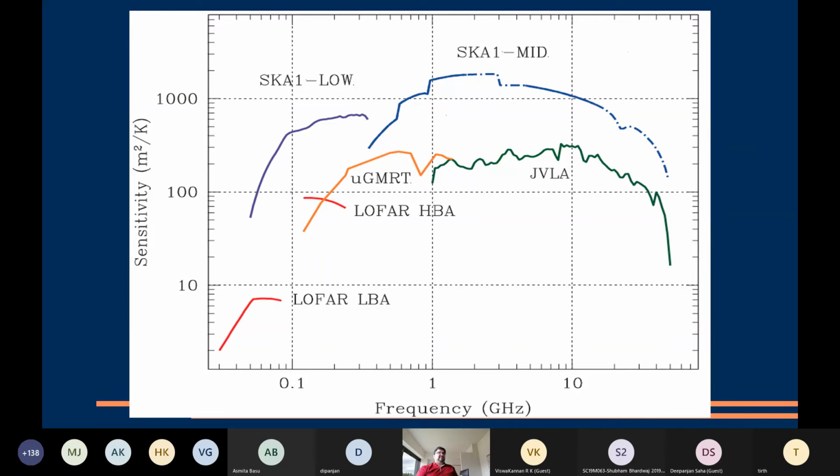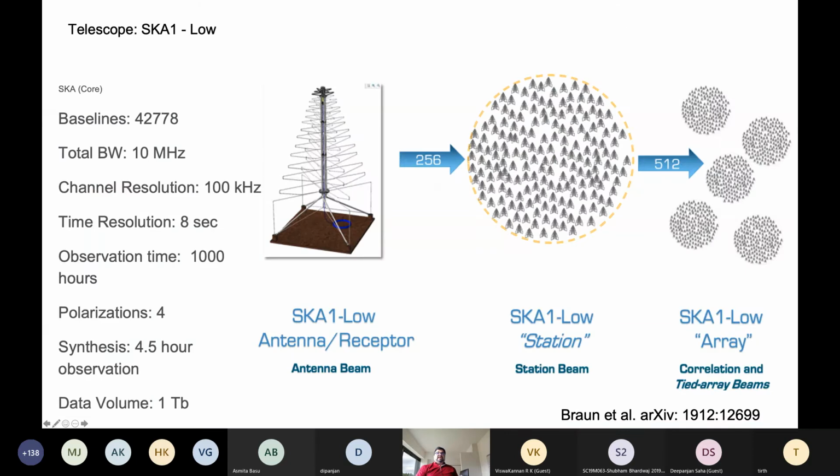So SKA1 is definitely going to be much more sensitive than uGMRT or the current JVLA. We don't have the ngVLA plot over here, even for the low and the mid band, I think. This is the low antenna, how it looks. This is one single tile, so it's a bit different concept than a dish like GMRT. You have a single dipole, and you make a composite of 256 such dipoles, and each of these stations behaves like a single dish. And you have 512 of such stations. So you're going from 30 antennas to 512 antennas. So you know the data rate is increasing, no wonder.